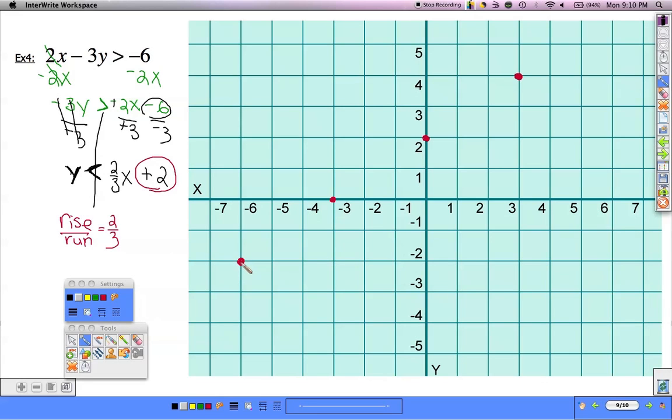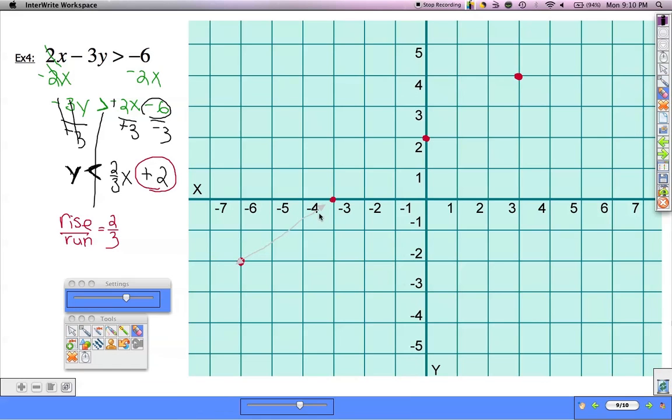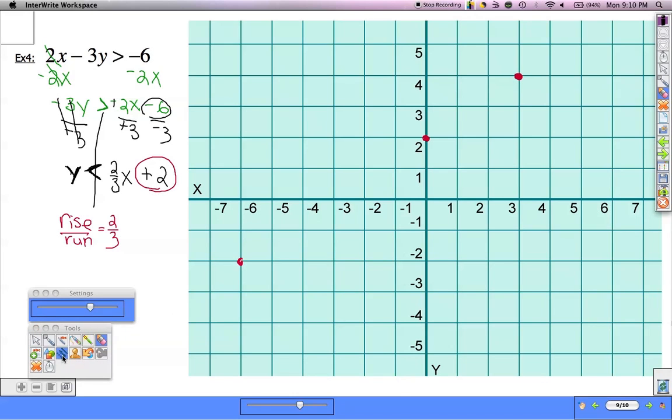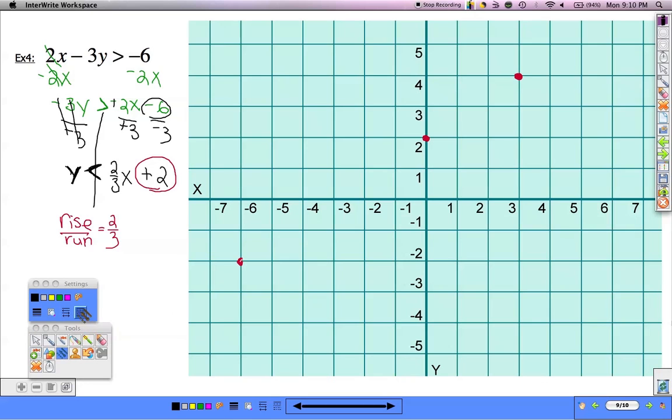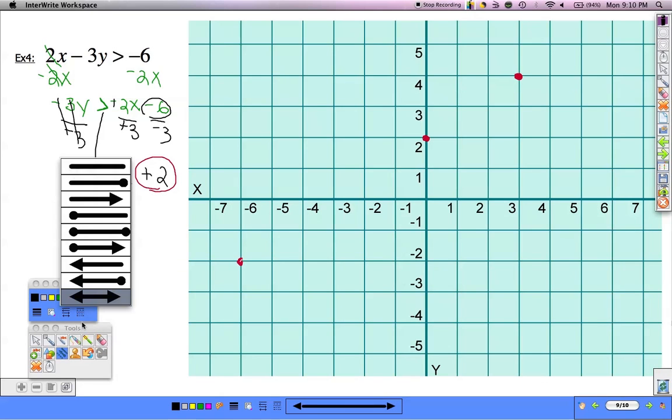and just connect. That's not very good at all. Let's see. Again, you want to use a light pencil and just connect your dots.